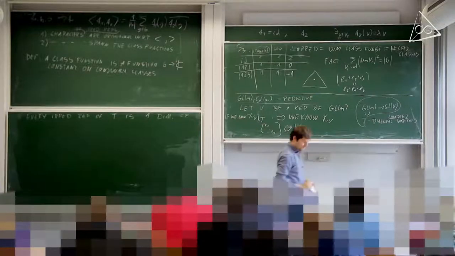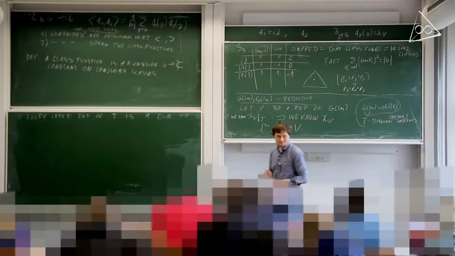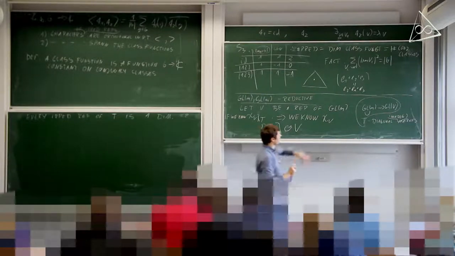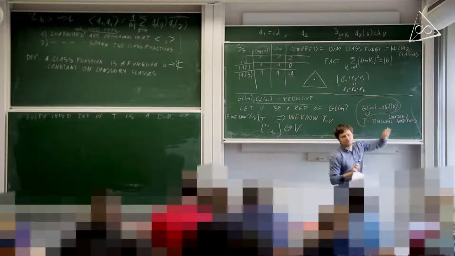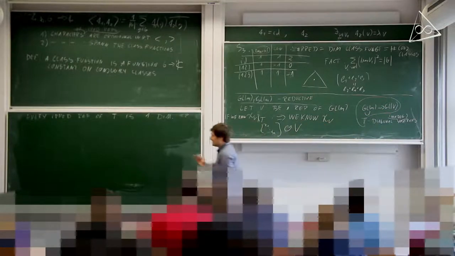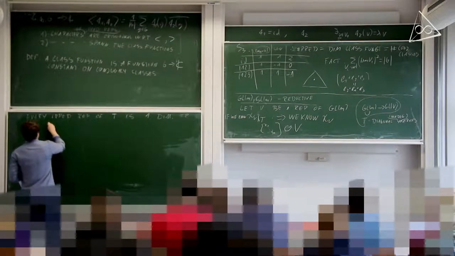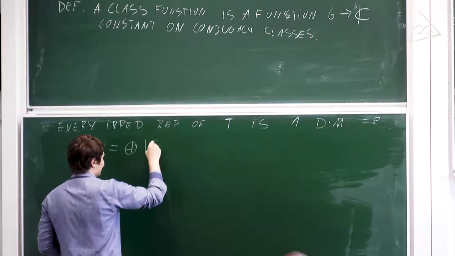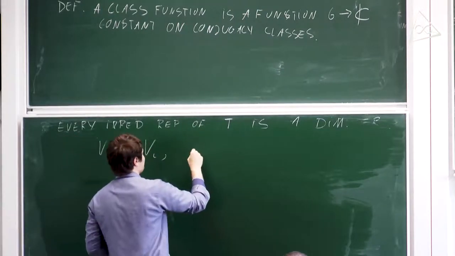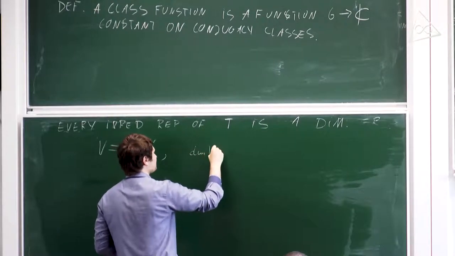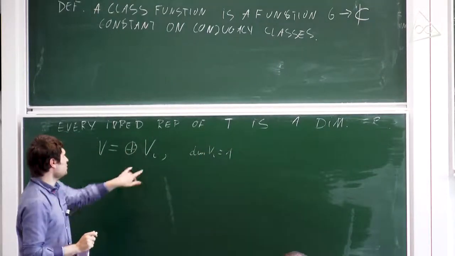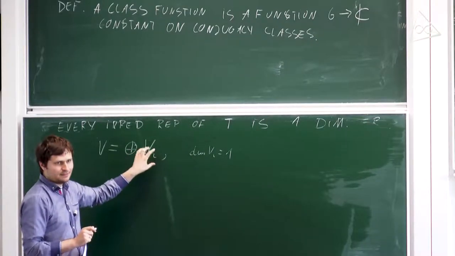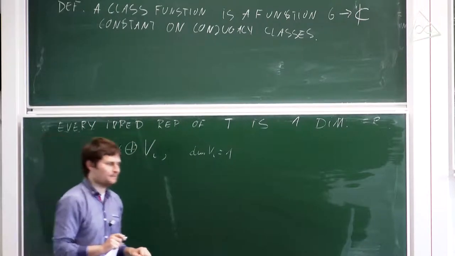Prove it, it's easy. That's one of the exercises. Okay, so what does it mean? What does it mean in terms of how this T acts on V? It means that as a representation of T, V decomposes into V_i that are one-dimensional. Or, if you prefer, you can put together isotypic components, but the representation is one-dimensional.